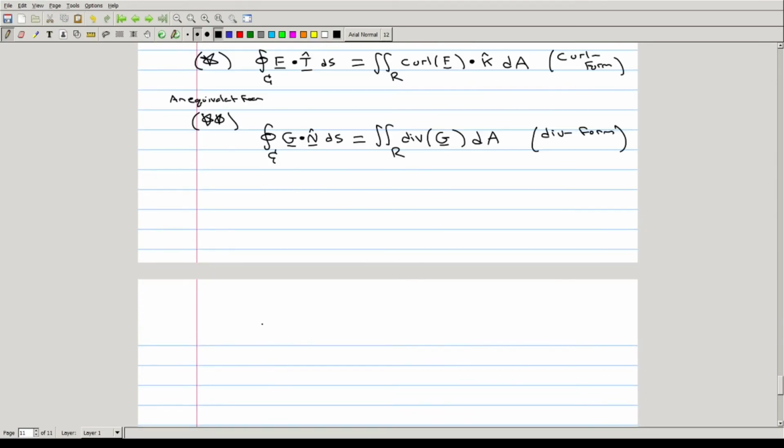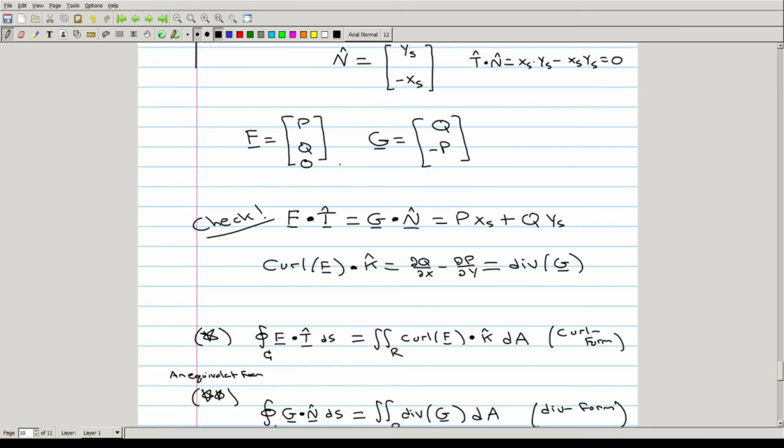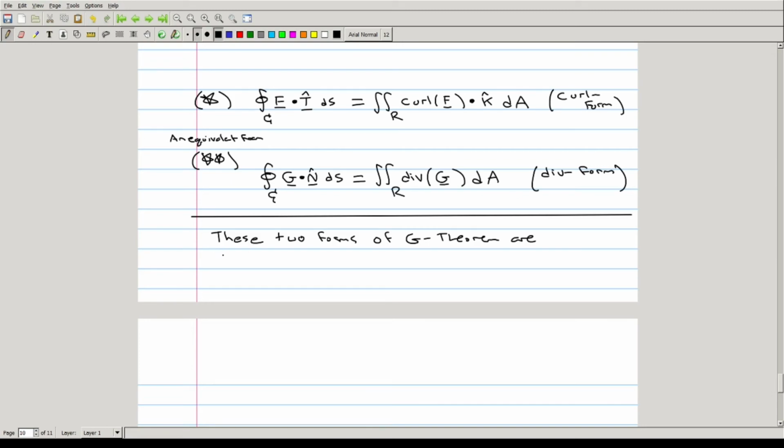So both of these forms are equivalent in the plane. You can use either form. They're essentially telling you the same thing in the plane, if you use the fact that F is related to G through this relationship. But we're going to see that there's a very nice expression in 3D when we go to extend Green's theorem. So these two forms, I'll write this down, are equivalent in the plane.